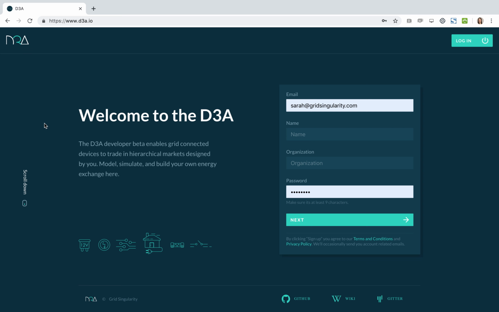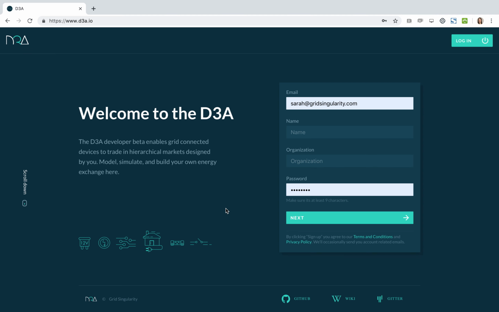Let's start here on the home page. So you go to d3a.io and you'll see where you can register for a new account. As you register, you'll click next and it will take us about 1 to 2 days to approve your registration.